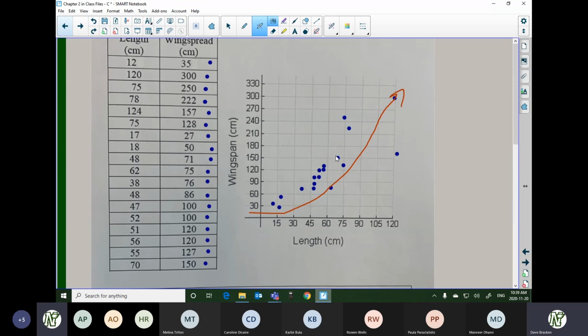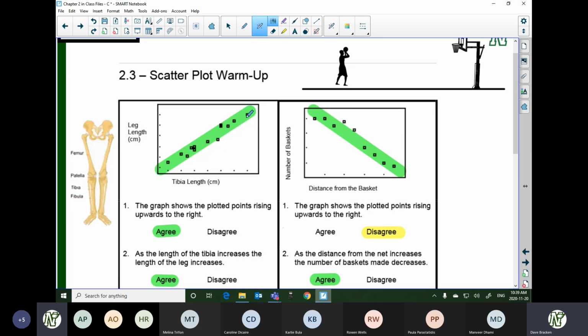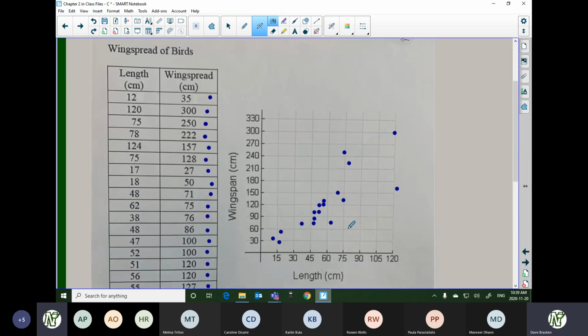Now, when you take a look back here, they're not as tight together as this one, but they do still have that general pattern. The way that I always was taught was if you put an oval around them, does the oval go up to the right?